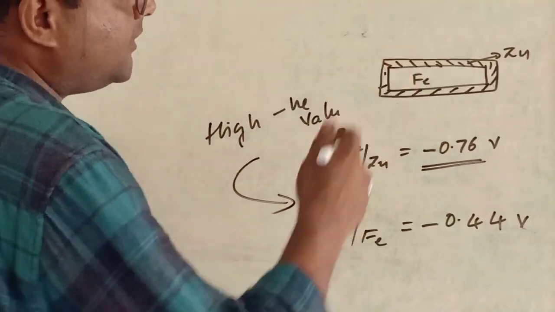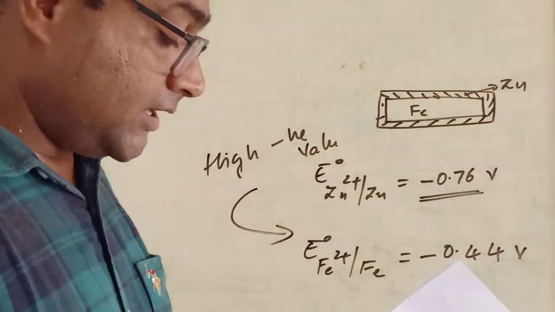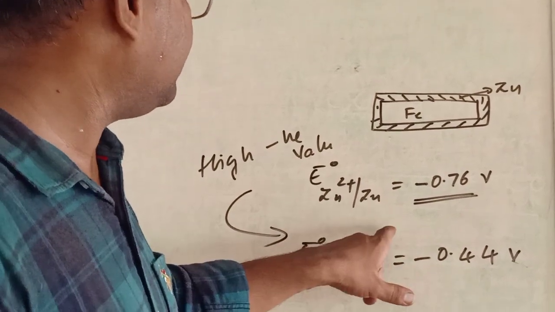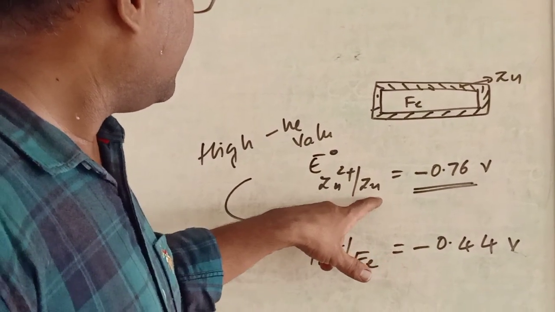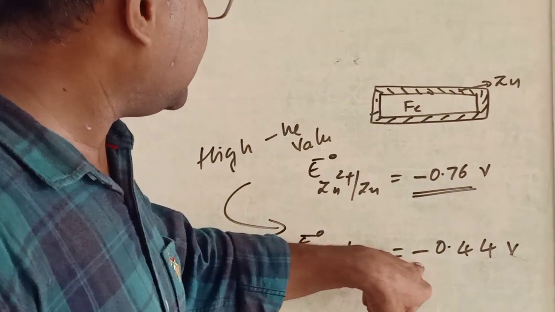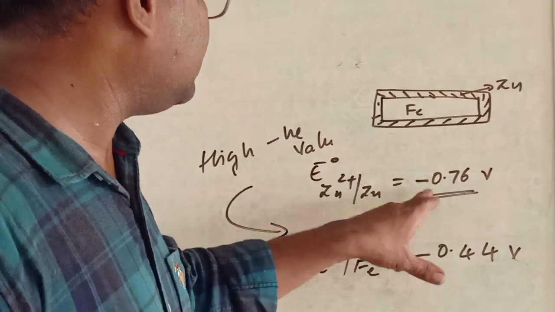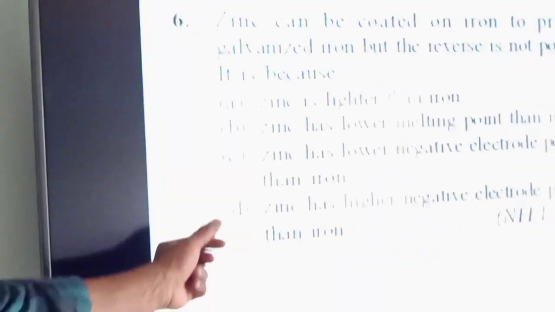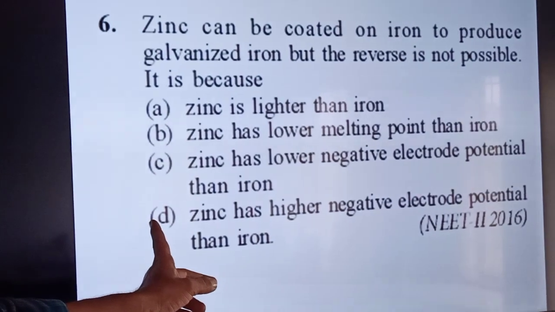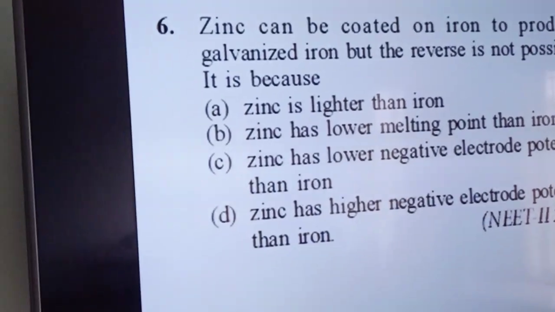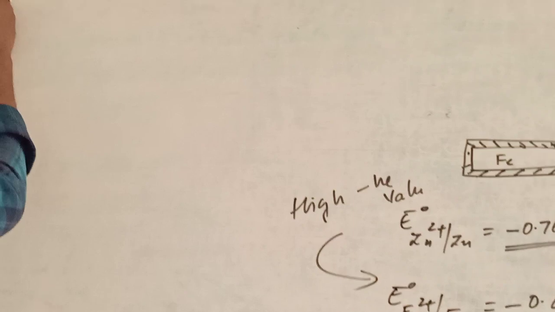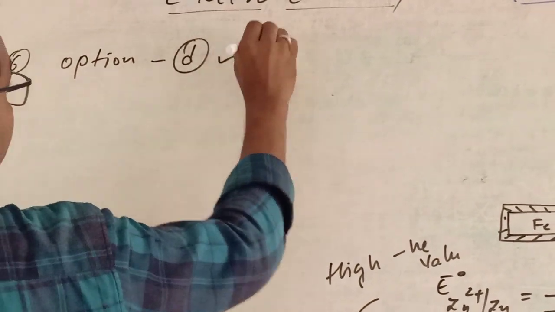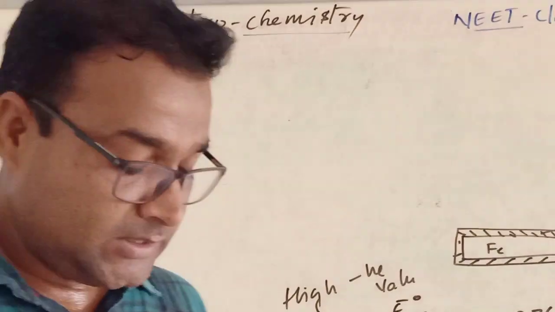So the reason is due to more reduction potential, iron always gets reduced and zinc gets oxidized because of the higher negative value, and the correct option is option D. Option D is the correct option. So question number 6, option D is the correct answer. It is just a reasoning type, memory based question.